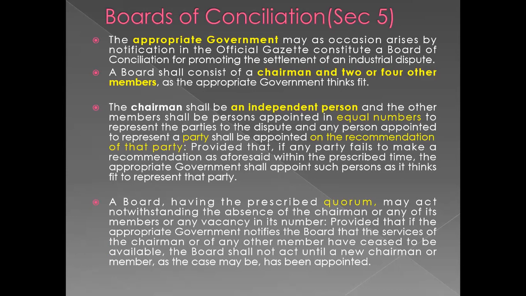The chairperson shall be an independent person, and the other persons shall be appointed in equal number from the parties represented in the dispute. Any person appointed to represent a party shall be appointed on the recommendation of that party. If the party fails to recommend any person, then the government will appoint whoever it feels is suited for that position.